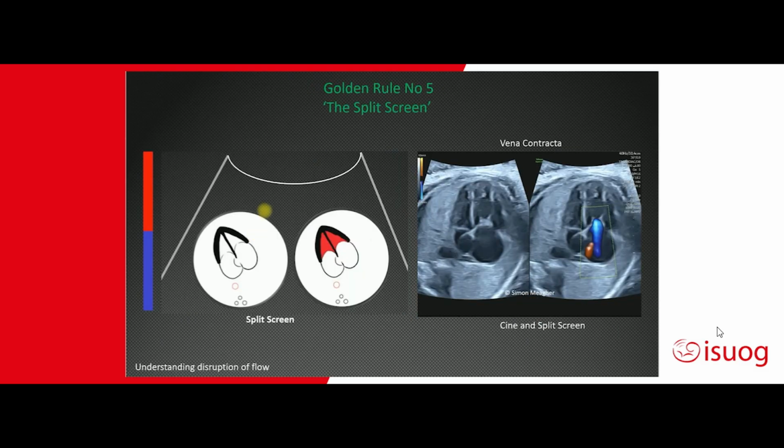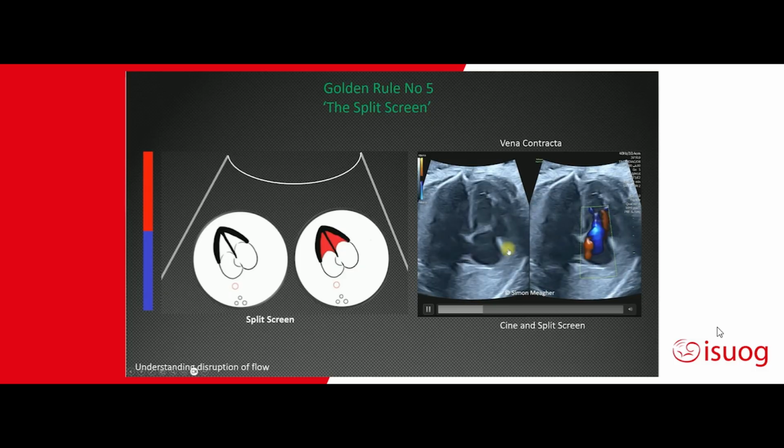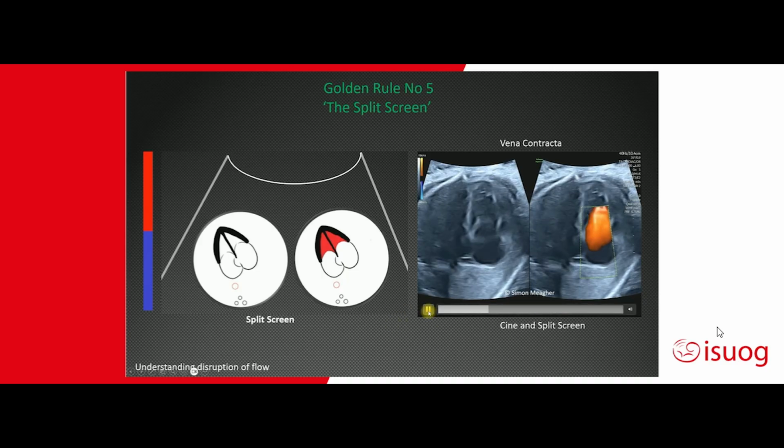Golden rule number 5. When I'm scanning, I like to have a 2D image on the left and a 2D with color on the right. This allows me to see precisely the point of the regurgitant jet where it originates at the point here when the valves close during ventricular systole. It does not arise deep inside the right ventricle, and therefore it's unlikely to be an Epstein's, but rather tricuspid valve dysplasia or severe physiological regurgitation.